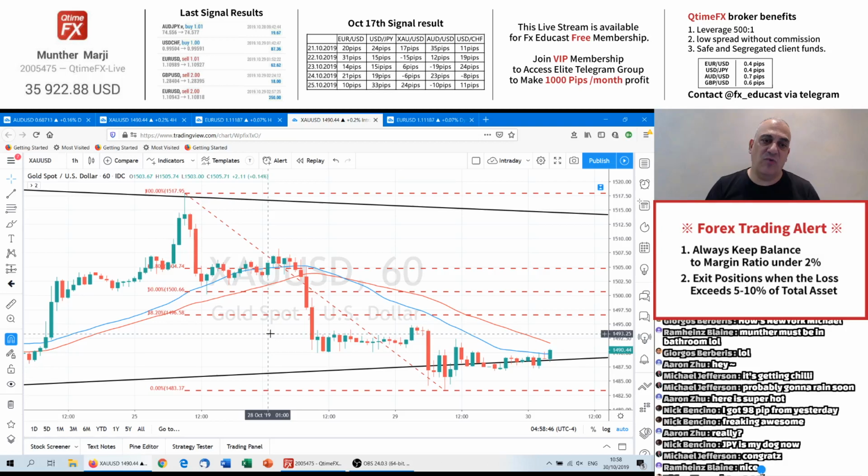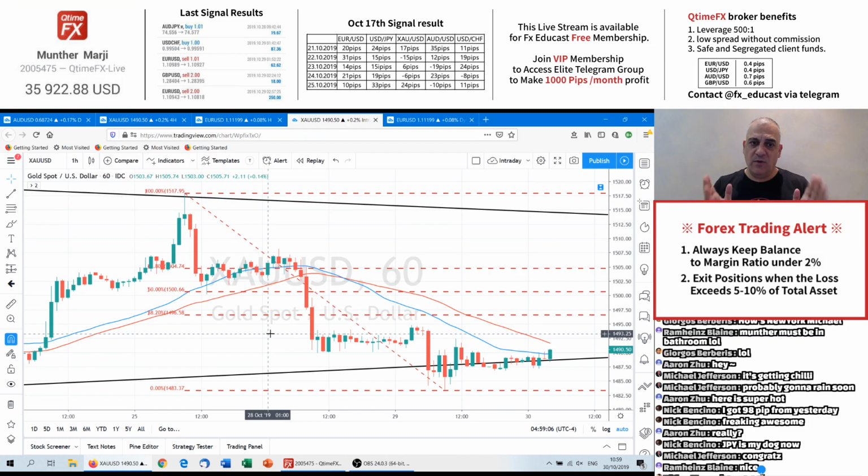If we break 1491.7 to the downside, keep your eyes on one level, 1488. Breaking 1488, a daily close below 1488 is going to be very harmful for gold. Okay? So this is it.